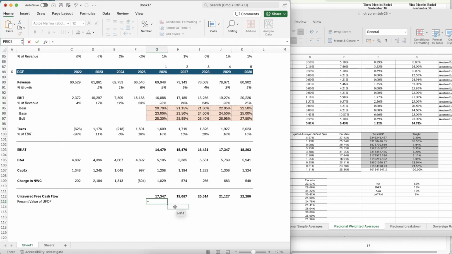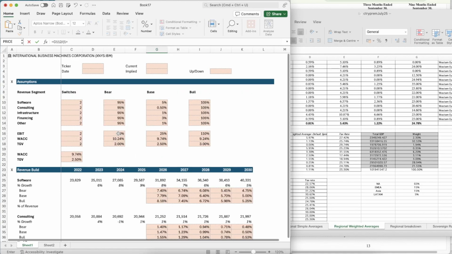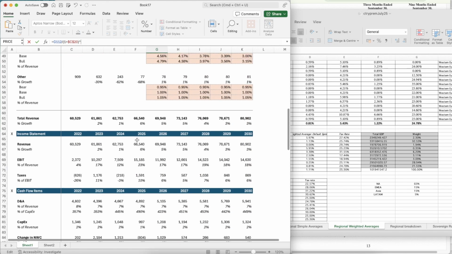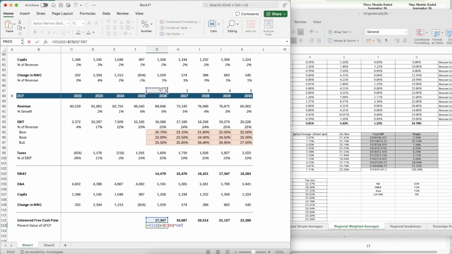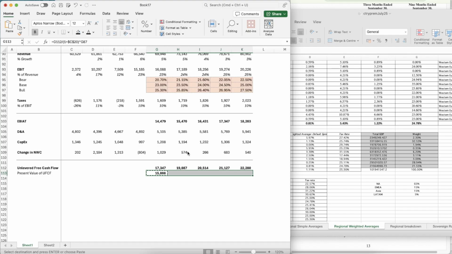So the present value of unlevered free cash flow is, we take the unlevered free cash flow divided by 1 plus the WACC, but lock this in, close brackets, to the power of the year. Pull that across. If it's better, we can leave these unbold so there's a bit of contrast.